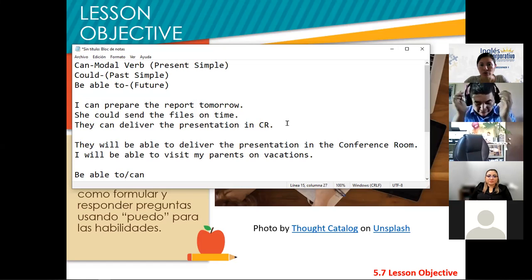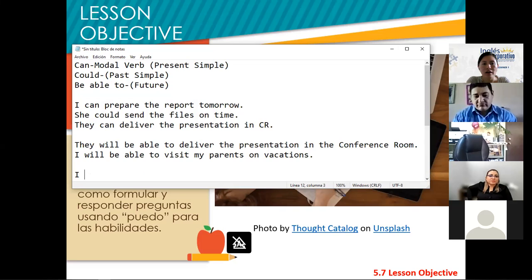¿Por qué explico eso, teacher? Porque ya me ha pasado que me han dicho, ¿verdad? "Teacher, I will can." No, no es posible. Es "I will be able to". Voy a poder, ¿ok? That's the most important thing, right? Quizás eso era lo más importante que yo quería explicar a través del "be able to".